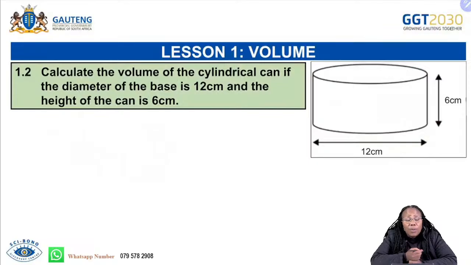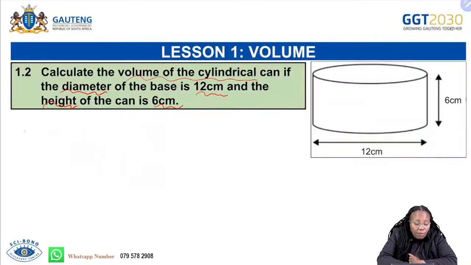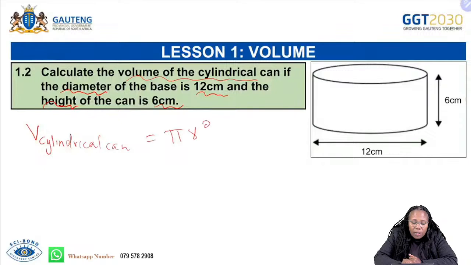And then now the second one, we need to calculate the volume of the cylindrical can, if the diameter of the base is 12 centimeters. Diameter, 12 centimeters. And the height of the can is 6 centimeters. Now, do you still remember the formula for the volume of a cylinder? The volume of a cylinder is equal to what? Pi r squared h.